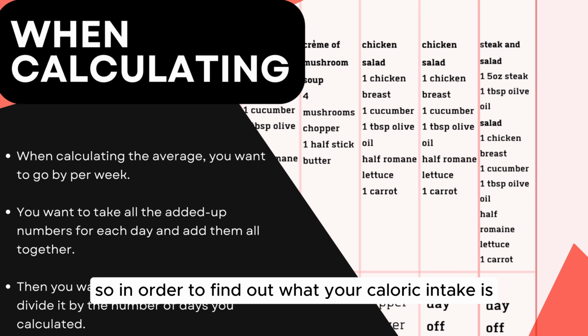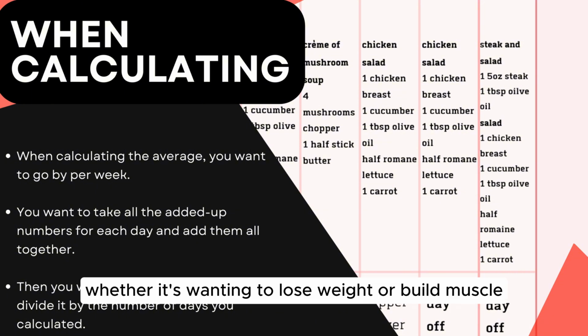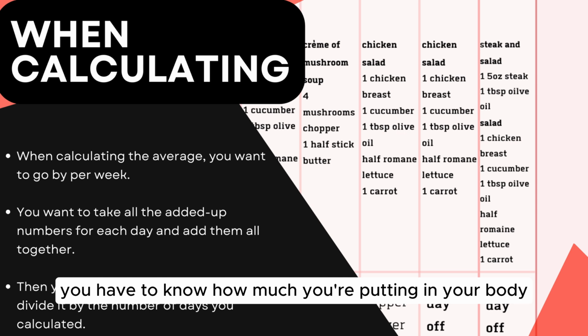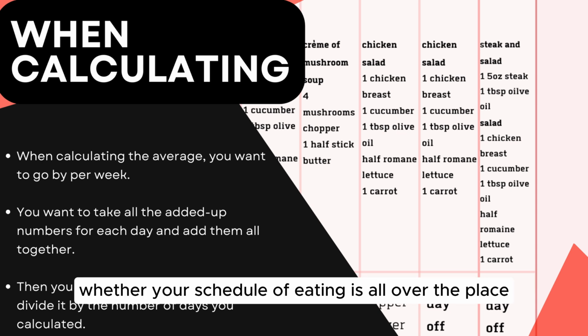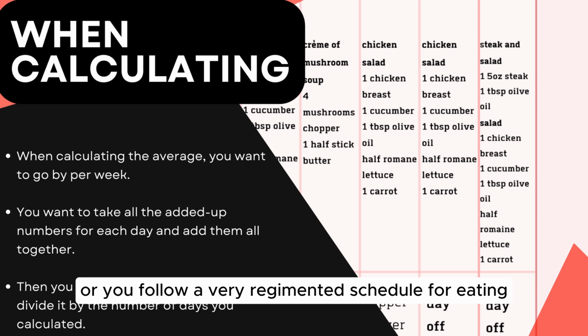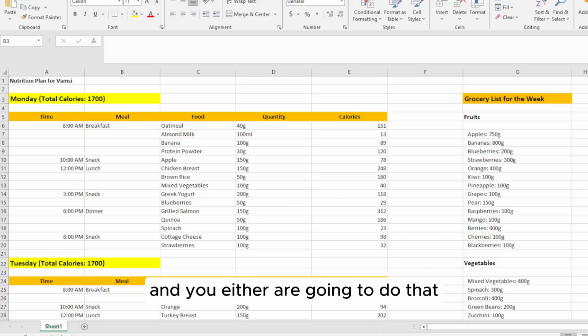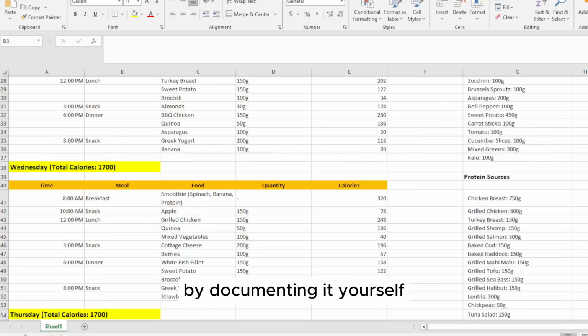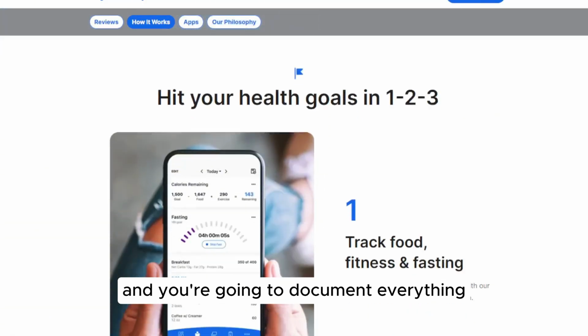So in order to find out what your caloric intake is, you need to write down or take note of what you're eating. Whether it's wanting to lose weight or build muscle, you have to know how much you're putting in your body, and whether you're eating once a day, 3 times a day, whether your schedule of eating is all over the place or you follow a very regimented schedule for eating, it doesn't matter. You just have to put down what you're having, and you either are going to do that by documenting it yourself, or you can do it through an app like MyFitnessPal, and you're going to document everything.